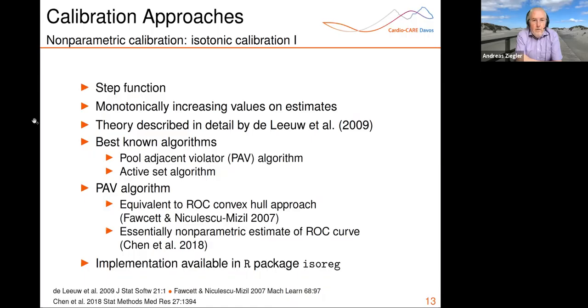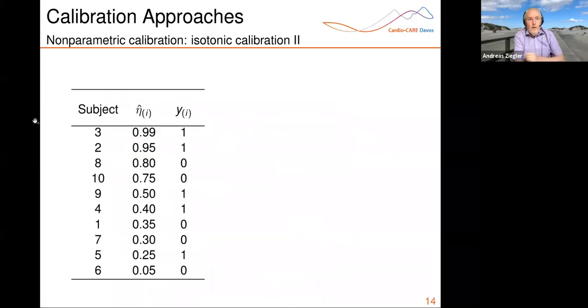It's equivalent to the ROC convex hull approach. I've provided the reference, and it's essentially a non-parametric estimate of the ROC curve, and it's nicely implemented in the isoreg package by De Leo et al. So how is this PAVA actually working?